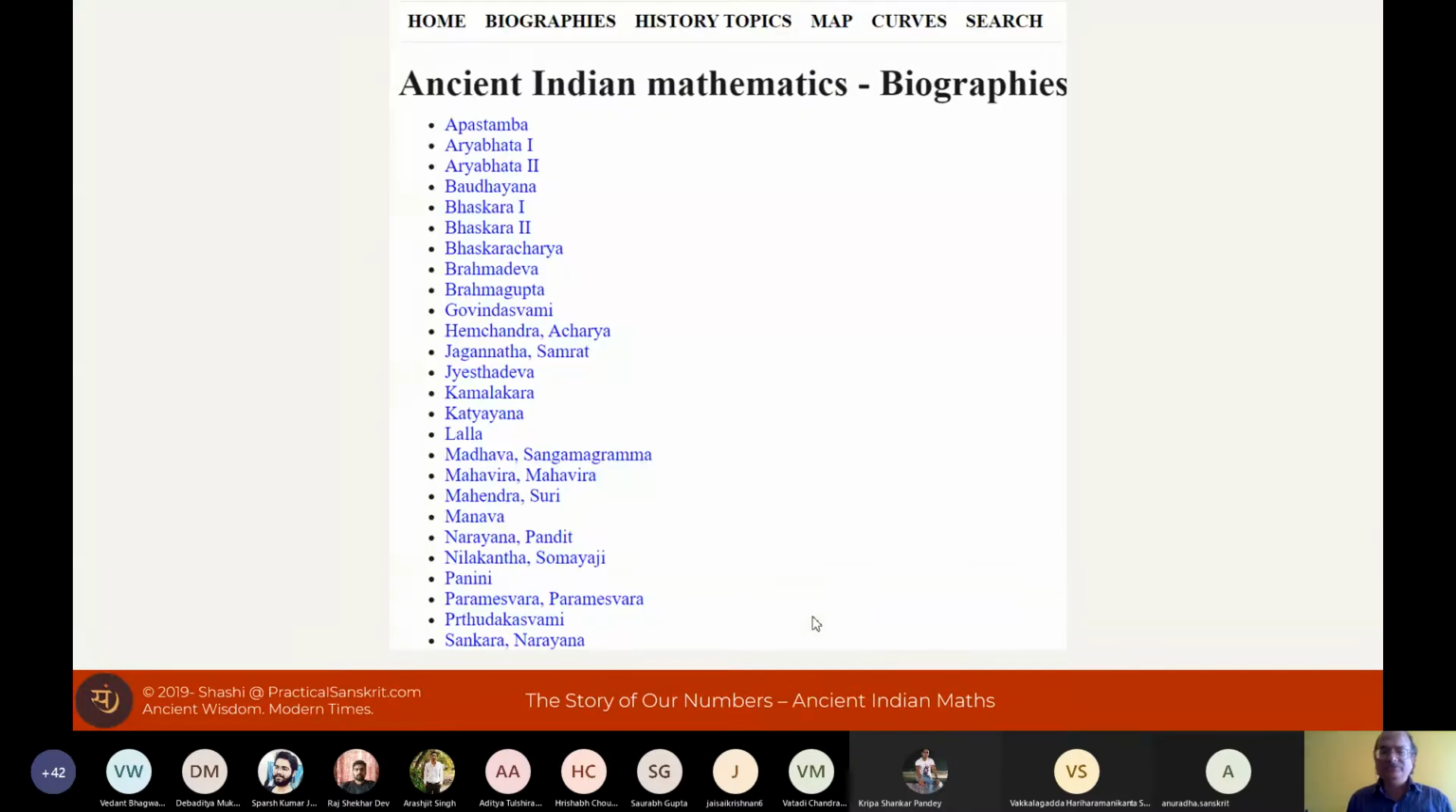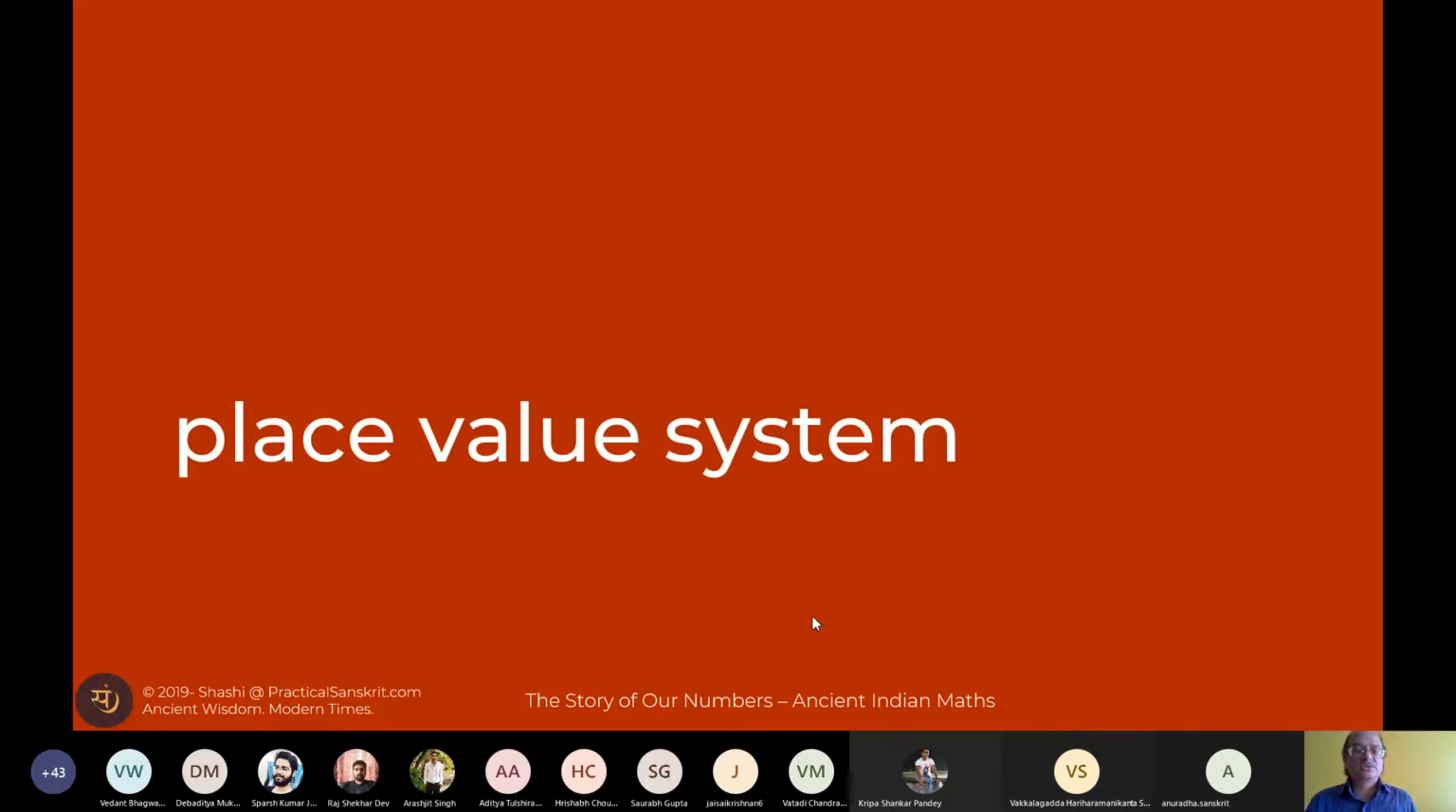You can find most of these things on the St. Andrews website. It's a UK university, the beautiful University of St. Andrews, and there are a lot of Indian mathematicians there. Some of them we have heard of, some we haven't, and we'll see a few of them. The most popular contribution of India is the place value system and zero. So let's just get that out of the way right away.